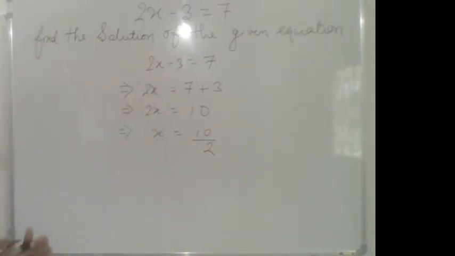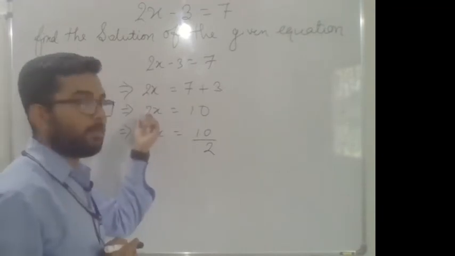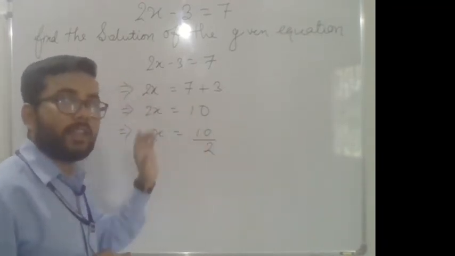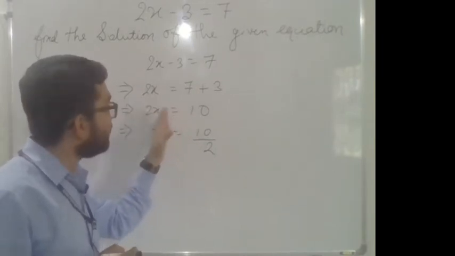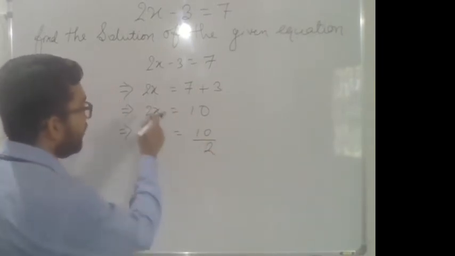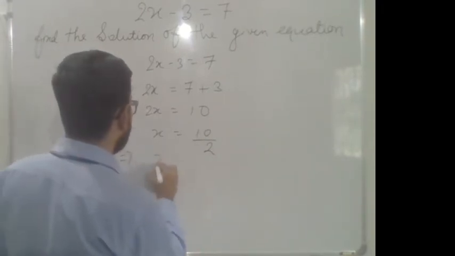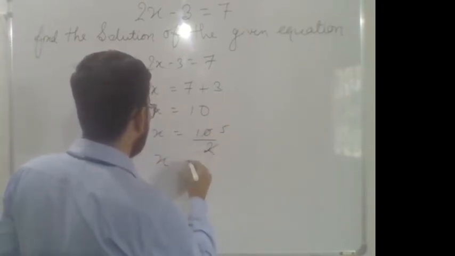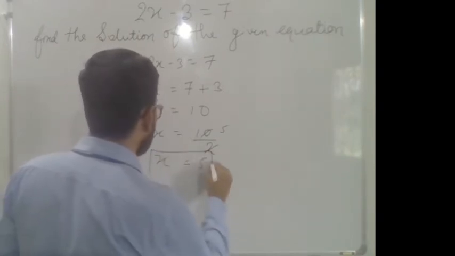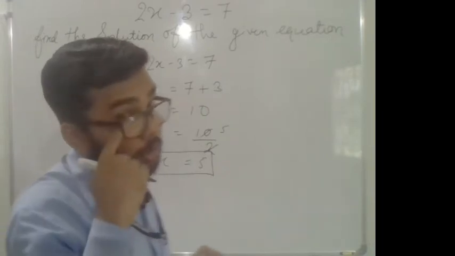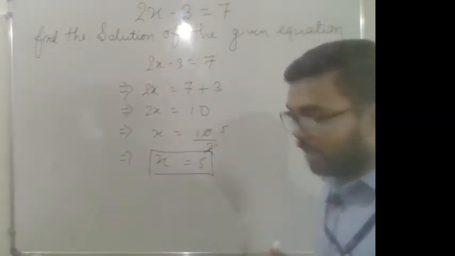In LHS, 2 is in the multiplication form. When it is transposed into RHS, it changes its sign. It changes into division. That is why 2 is changed into division in RHS. So x is equal to 10 by 2, that is 5. So the value of x is 5. So we got the value of x is equal to 5.